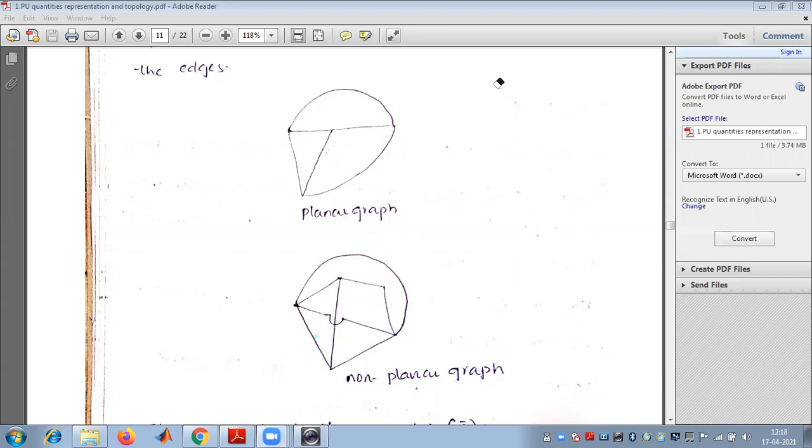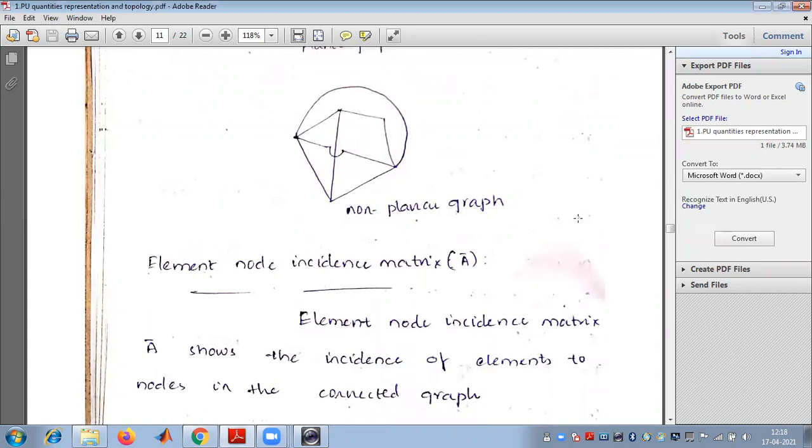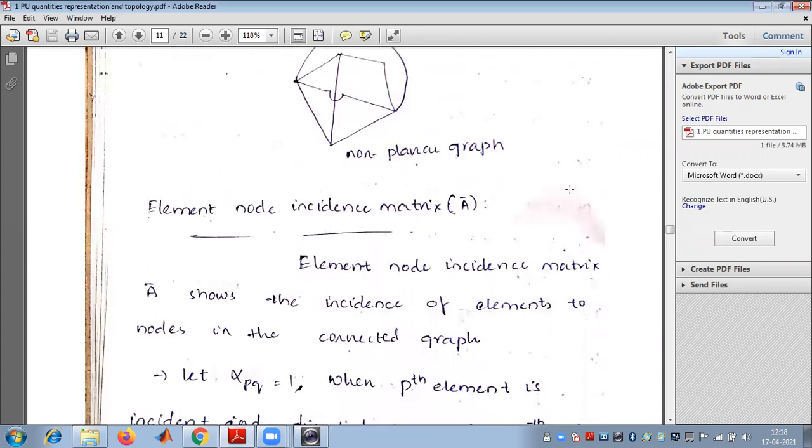The next one is the element node incidence matrix. How can we obtain the element node incidence matrix? It can be represented with capital A, A bar. Please, these are the standard notations. Under any circumstances, you have to follow these standard notations for representing all these cases. The element node incidence matrix, A bar, shows the incidence of elements to nodes in the connected graph.